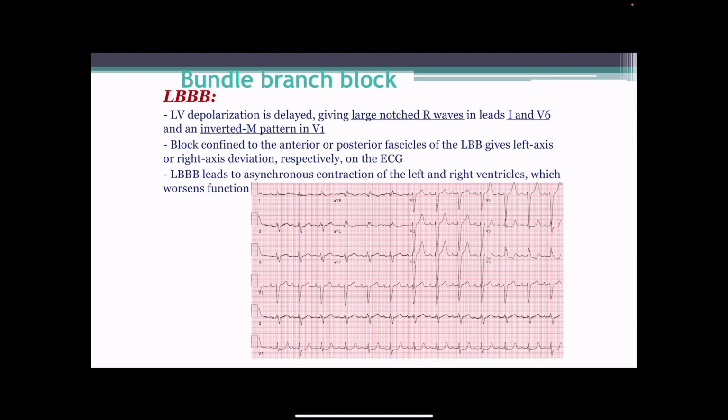So this is right bundle branch, right? The reason is, you see the exaggerated M. There's a notch up, and it goes back down, and it goes back up. It's not a normal one, because a normal one would start down, then up, and then go back down. This one starts up, goes down, and goes back up. Okay? Do you guys see? Yes.